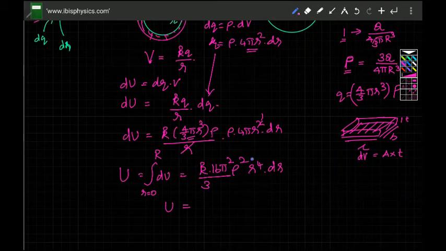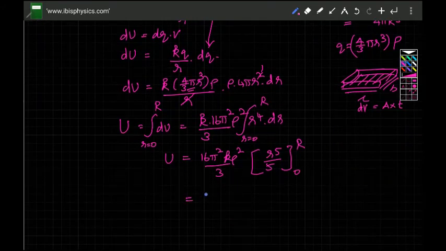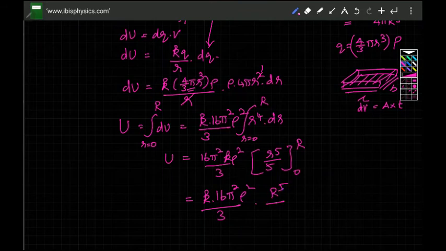This is the integral from r equal to 0 to R. So 16 pi square, and k is 1 by 4 pi epsilon naught, but we will keep k over here and substitute the value later on. 16 pi square k rho square by 3 into the integral of r power 4 dr, which is r power 5 by 5 from 0 to R. So in doing that, you will get k into 16 pi square rho square by 3 into r power 5 by 5.